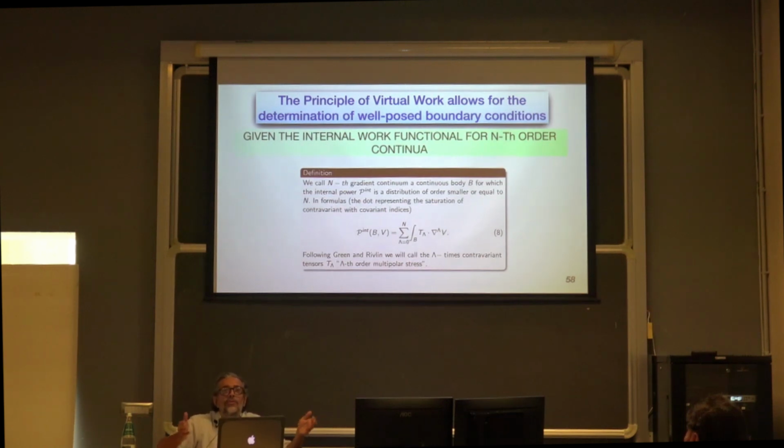8 gives you the most general internal power. Now, remark that Cauchy is using only the first gradient of velocity. The zero gradient goes away for objectivity. Okay, Green and Rivlin called the lambda times contravariant tensors lambda order multipolar stress. So this is an object which has been studied even in Anglo-Saxon countries.